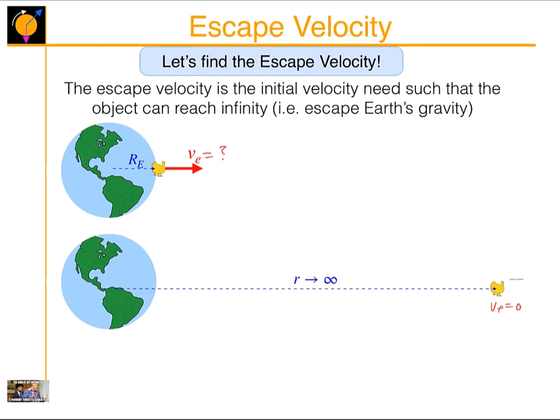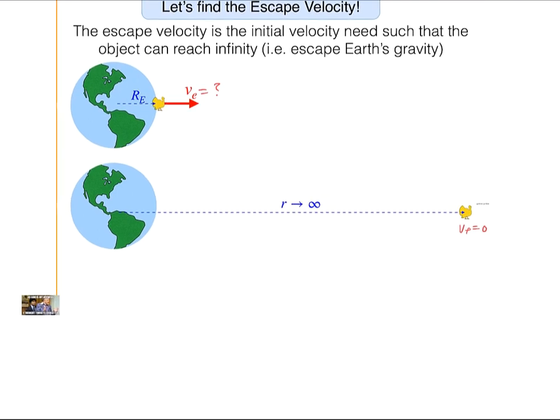So the way to do it is to start with E initial equals E final. So let's write that down. E initial is, of course, going to be kinetic energy initial plus potential energy initial. And that's going to be kinetic energy final plus potential energy final. Now, at the beginning, its initial kinetic energy is going to be 1/2 times the mass of the turkey times that escape velocity squared. And the potential energy initial, we use the equation for potential energy, is G times the mass of the Earth times the mass of the turkey over its distance. Remember, its distance from the center of the Earth is Re.